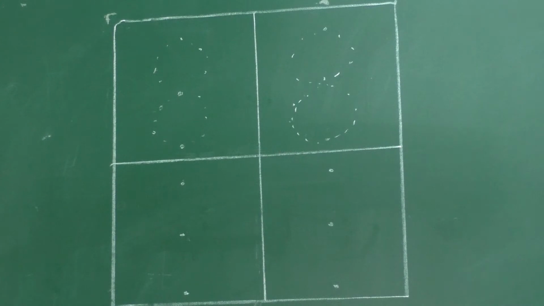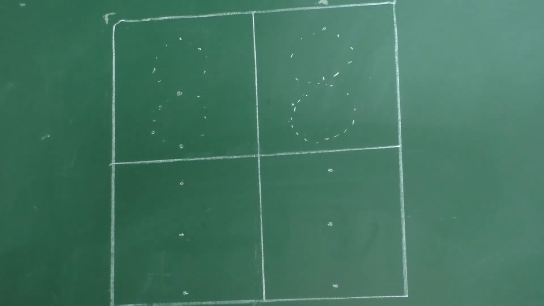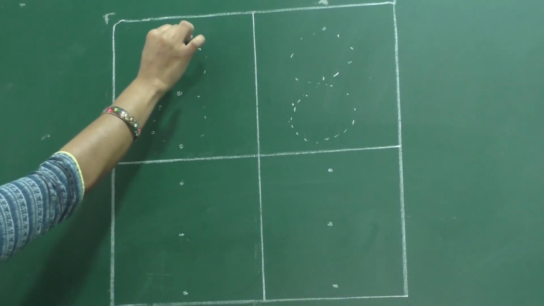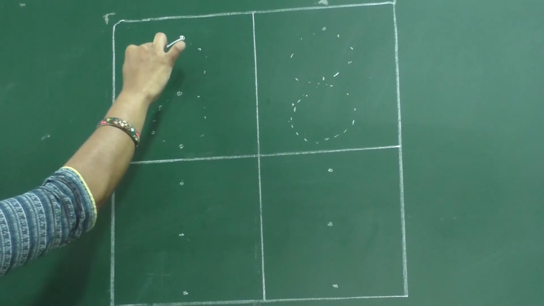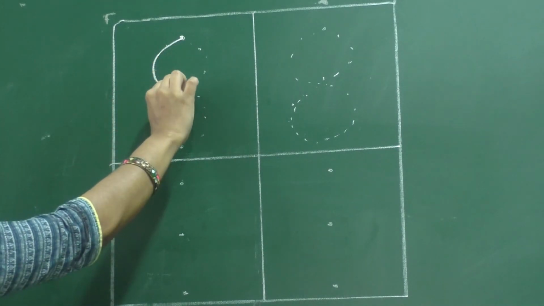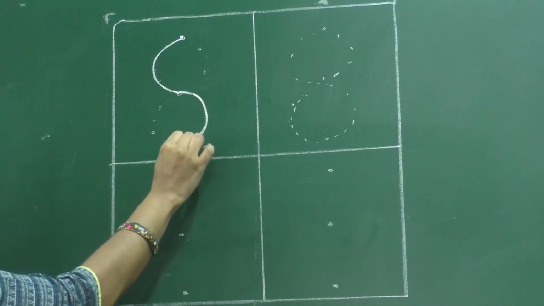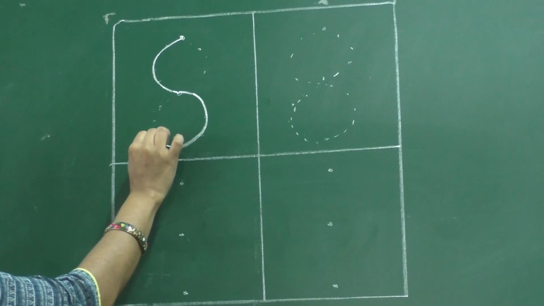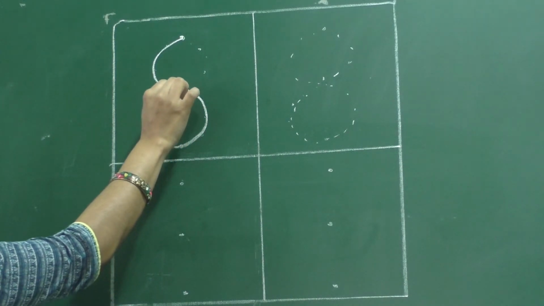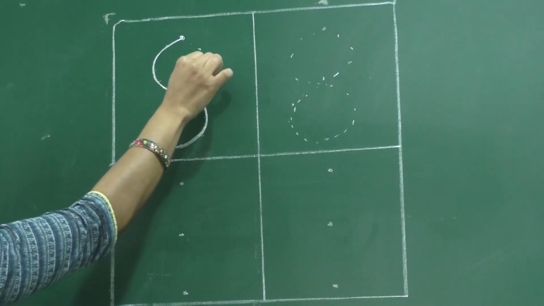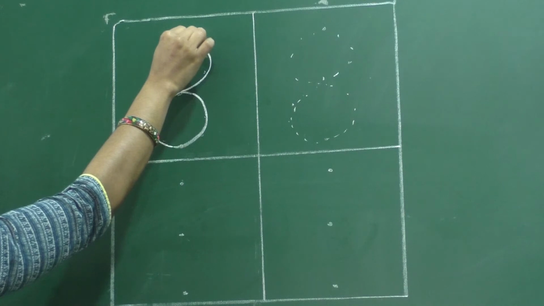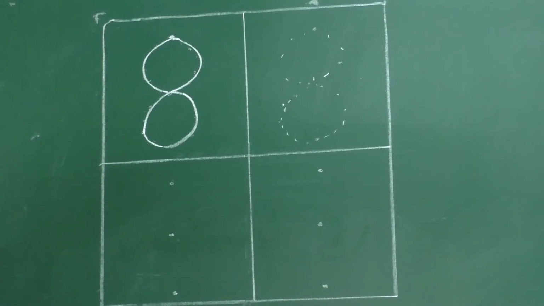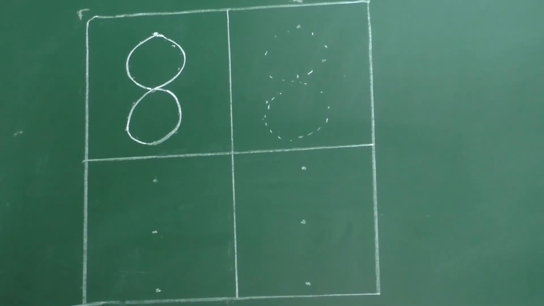So children, now we have counted many objects, right? Now let's learn how to write number 8. We need to start from the top, make a right open curve, then a left open curve, then you should not stop, go back, and make one more curve like this, then make again a left open curve and join this. Number 8.